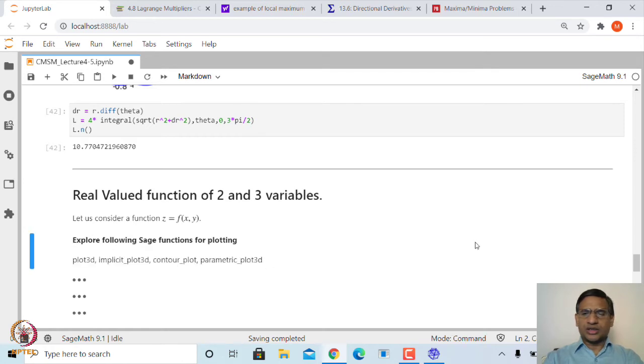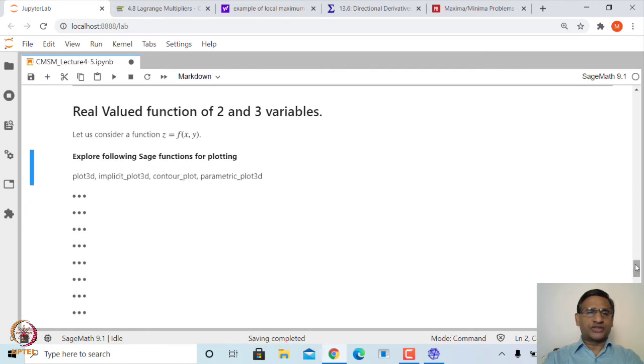So, first we have already seen how to plot the graph of such functions in SageMath. If you want to plot the surface z equals f(x,y), you can use plot3d. If you want to plot an implicitly defined function in three variables, you can use implicit_plot3d. If you want to plot contours, contour_plot, and in case the surface is defined using parametric coordinates, you can use parametric_plot3d. So, we have already done this, but I request all of you to explore these functions and take some examples, right.